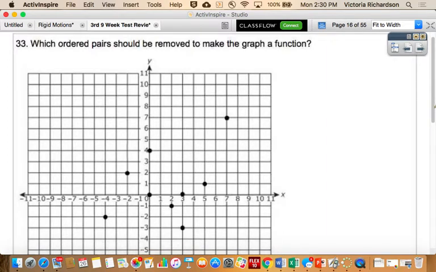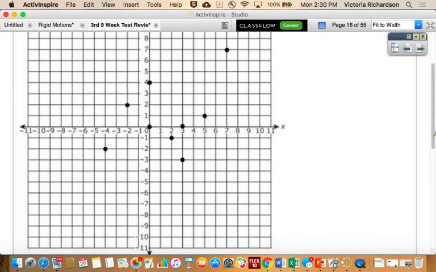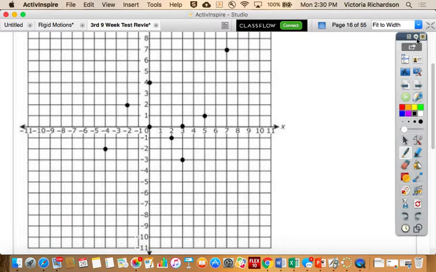Which ordered pairs should be removed to make the graph a function? So we have to make sure that none of my ordered pairs line up vertically. For example, right here, these 2 ordered pairs are in the same line, so we would have to remove one of these. And the same thing here. These ordered pairs are in the same vertical line, so we would have to remove one of those.